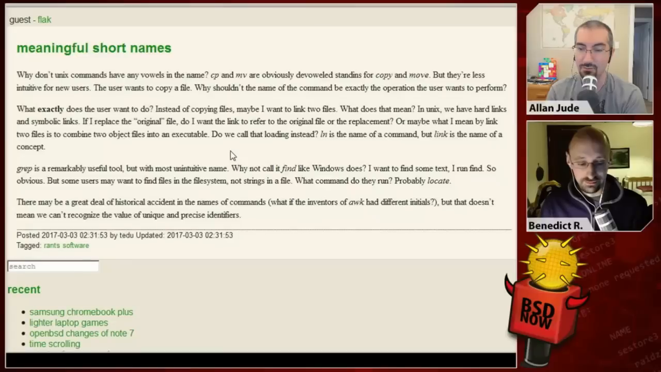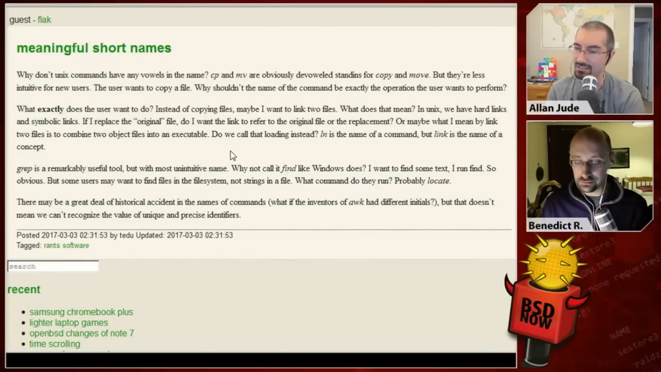grep is a remarkably useful tool, but it's the most unintuitive name. Why not call it find like they do on Windows? You want to find some text. But then we have a find command on Unix, and that's to find files in the file system. That kind of makes sense too, not finding strings in a file. So what command should you call? What should you call the command to find files in the file system?